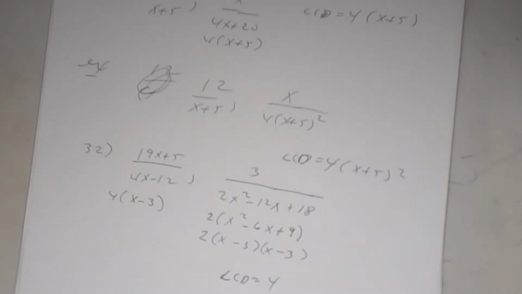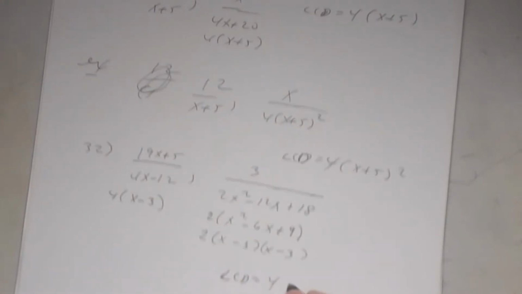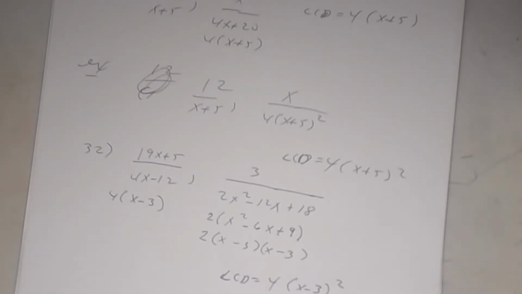Okay, now let's talk about the next factor that you see. What's the next factor I see in that first denominator? x minus 3. How many times does it occur? Once. Does that occur anywhere in the second denominator? Yes. How many times? Twice. How many do I need? 2. So 4 times the quantity x minus 3, squared.